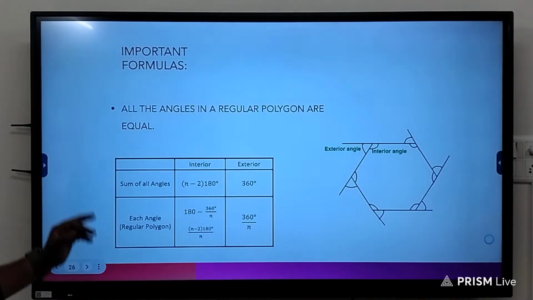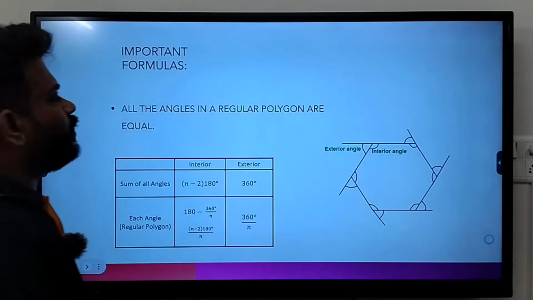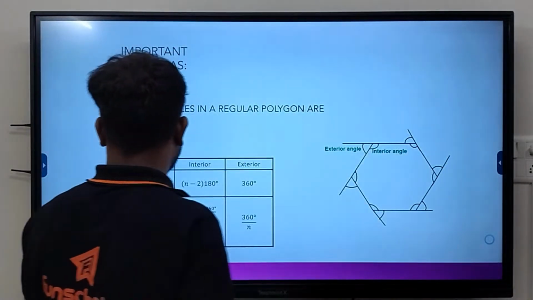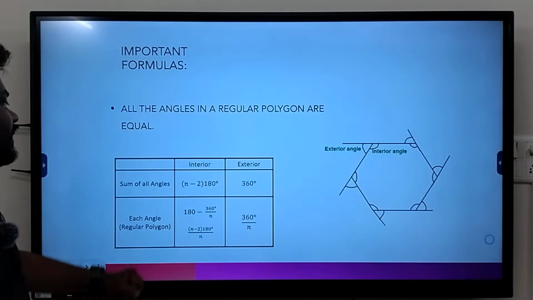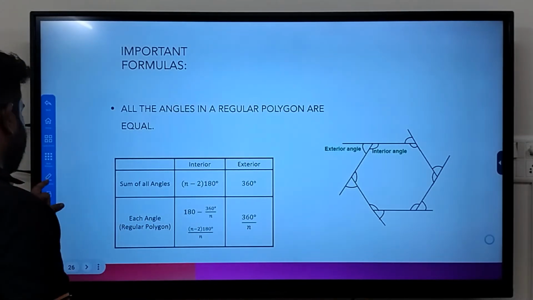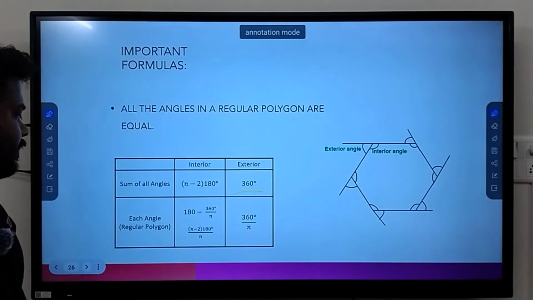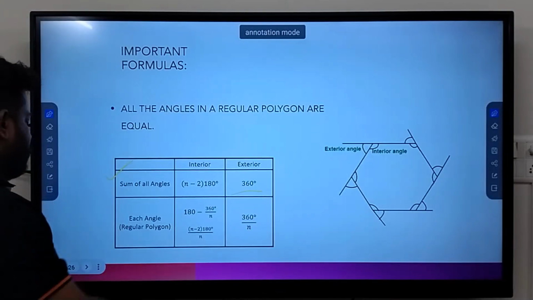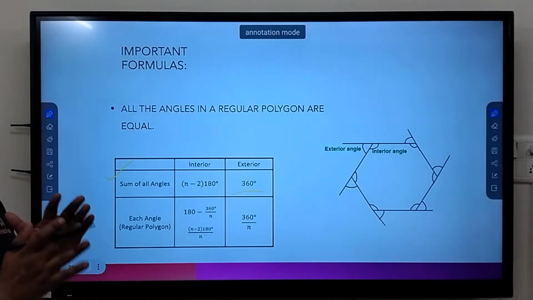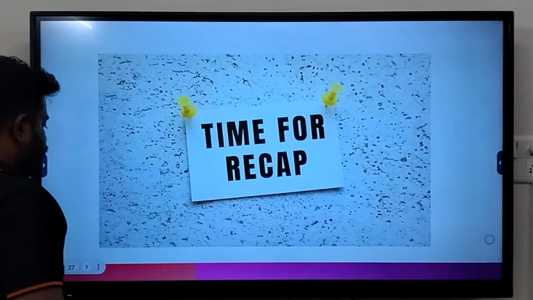Okay, important formula: all the angles in a regular polygon are equal. We have already watched the video. So the exterior angle will be like this and the interior is this. The sum of all angles formula for interior angles is this, and the sum of exterior angles will be like this. These two are just the normal formulas which you have to keep in mind. So let's go to the next one.